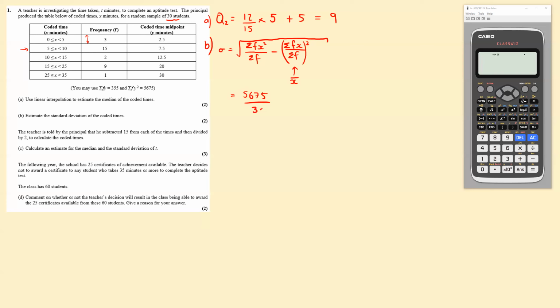divided by 30, minus 355 divided by 30. So that's the mean squared, and then just simply square root that answer. So what's that going to give me? Let's put all this in at once, all squared. So it's 7.009 or 7.01.